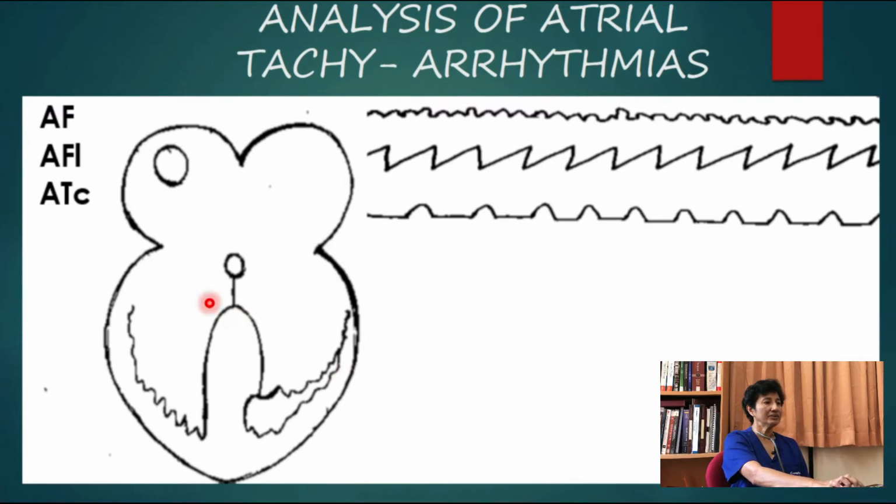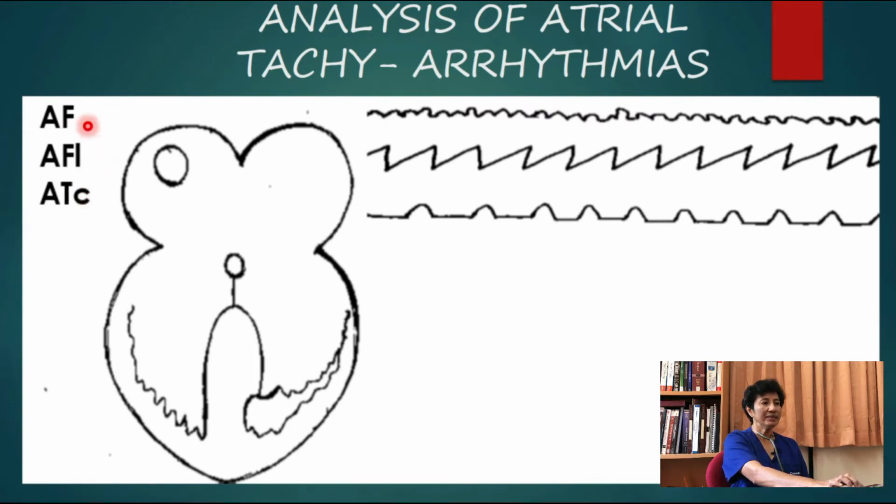This diagram shows the heart top chambers and bottom chambers. This is the SA node, this is the AV node, this is the rest of the conduction system, 2 atria and ventricles. Now, as we discussed, atrial tachyarrhythmias include atrial flutter, atrial fibrillation, and atrial tachycardia.